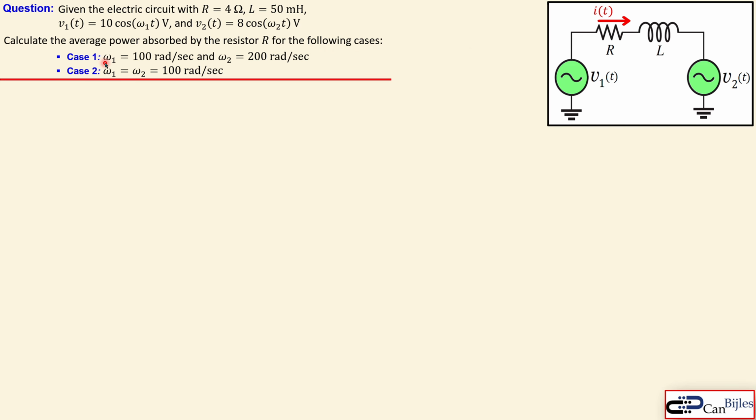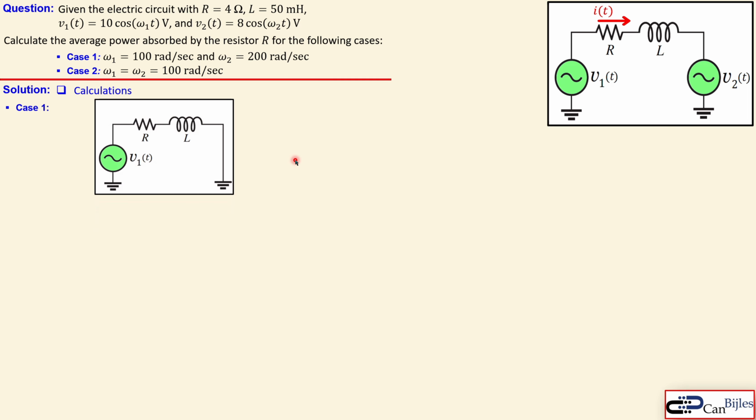Case 1 is when omega 1 is 100 radians per second and omega 2 is 200 radians per second, so two different frequencies. And case 2 is where they have the same frequency, so the two sources have the frequency of 100 radians per second. So for the solution, first we do case 1.